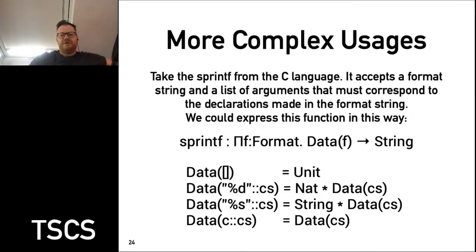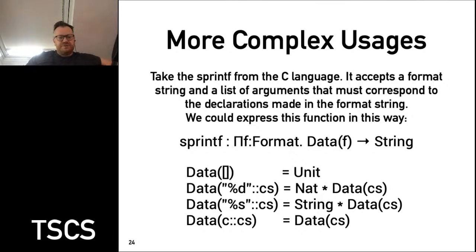So if you have that again %d, it's a natural number, and then if it's the empty part, it's unit. So it's natural number, unit. That means that you can apply this sprintf function typed like this to 2 arguments, and only 2, not 1, not 3.